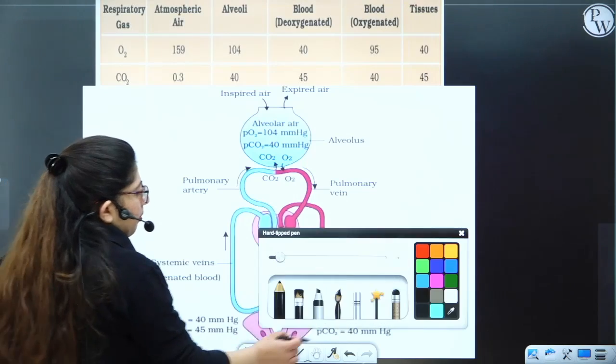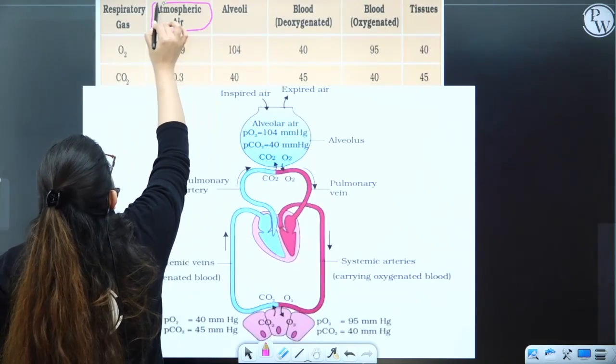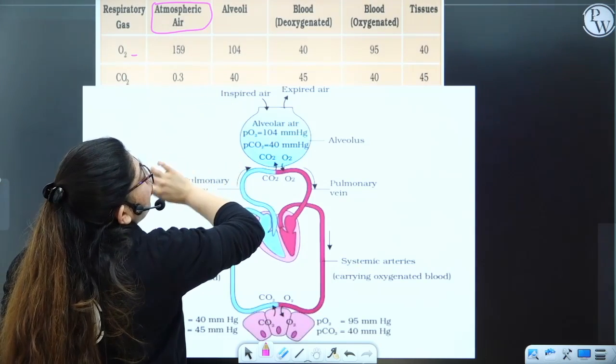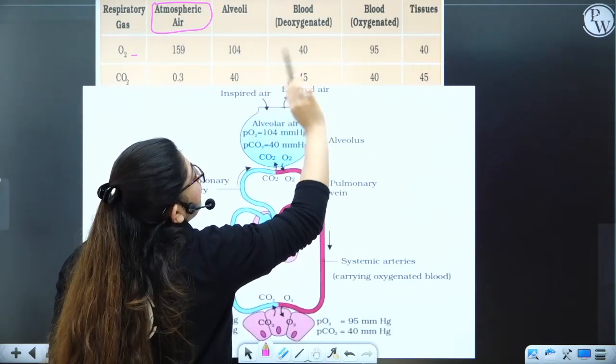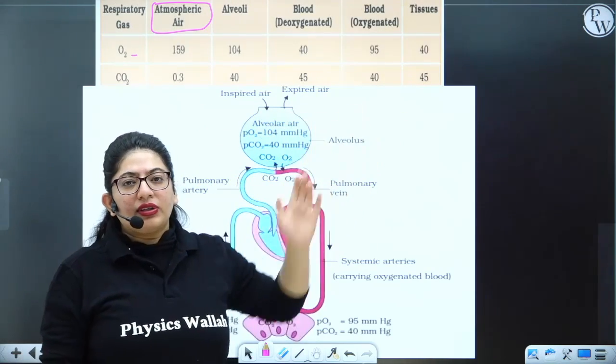First of all, let's talk about the atmospheric air. The partial pressure of oxygen in the atmospheric air is 159, in the alveoli 104, in the deoxygenated blood 40, in the oxygenated blood 95, and in the tissues 40. Similarly, the partial pressure of CO2 is given in all these regions.